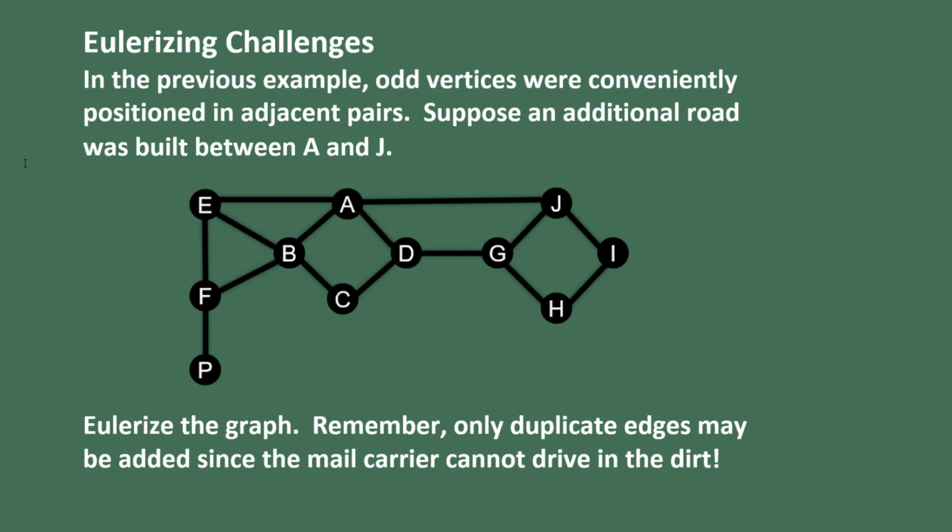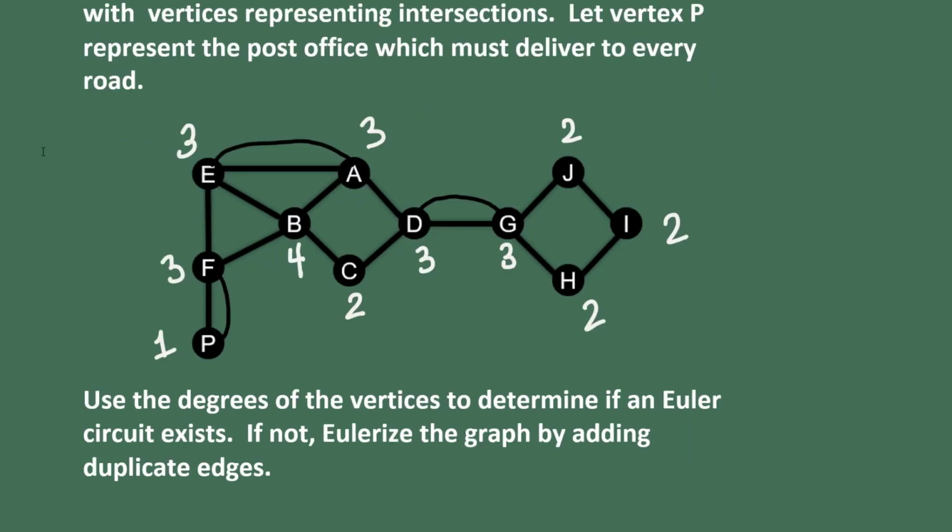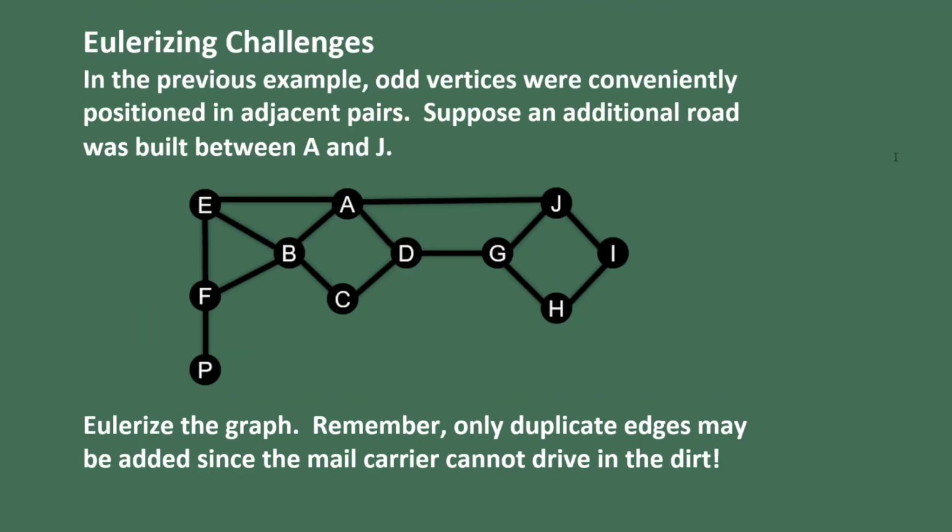An additional challenge to Eulerizing a graph and solving an application problem is that sometimes we're not lucky enough to have odd vertices that are conveniently positioned in adjacent pairs. Remember how the odd vertices conveniently were adjacent pairs, so we could just connect them? Then in each case we could change a pair of odd vertices into even vertices. Well, what if that's not the case?